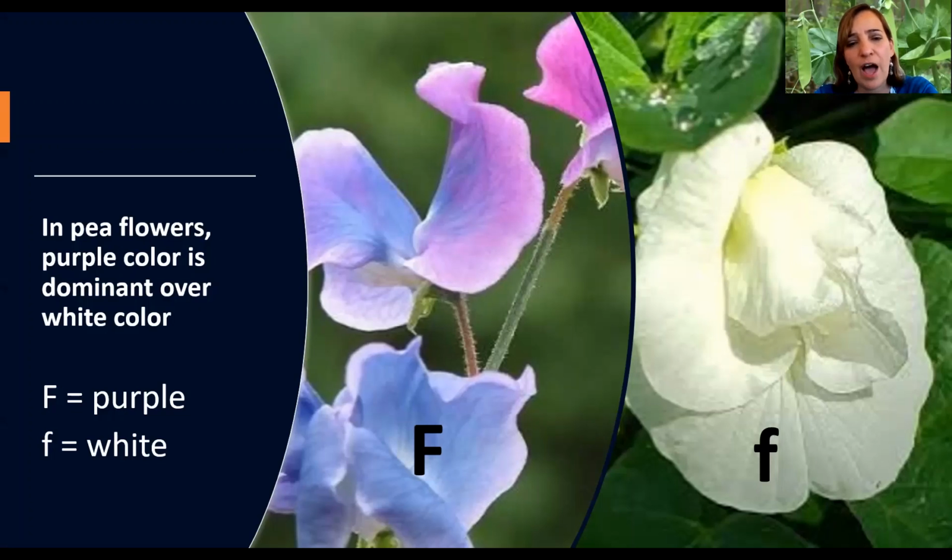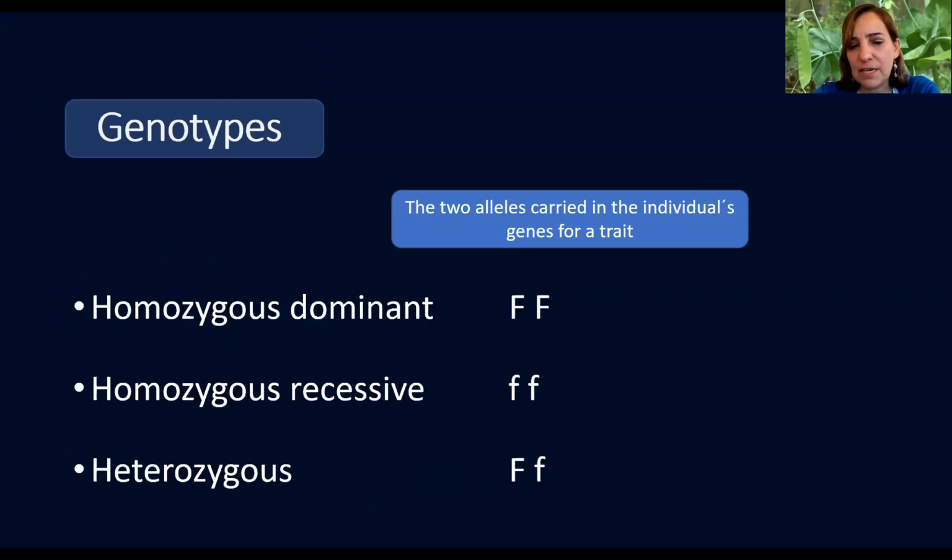We have two types of flowers, the purple ones and the white ones. The genetic information for the purple flowers is dominant over the genetic information for the white ones. We express this with a capital letter for the dominant and a lowercase letter for the recessive allele. So what happens in a genotype?